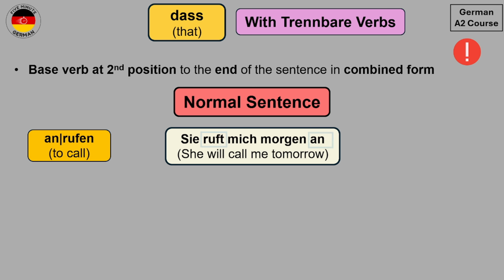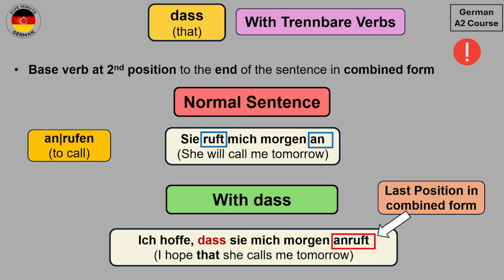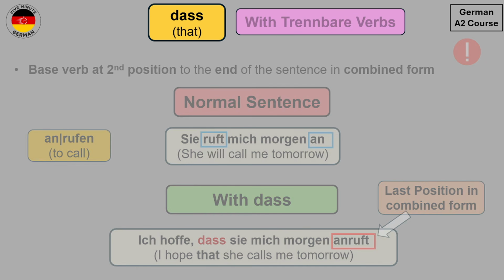And over here you see that the base verb is at the second position and the prefix is at the last position. Now when we write this sentence with thus, then it will be Ich hoffe, dass sie mich morgen anruft. I hope that she calls me tomorrow. And you see over here the trennbare verb or the base verb has gone to the last position in combined form. Now let's take an example with the perfect form.